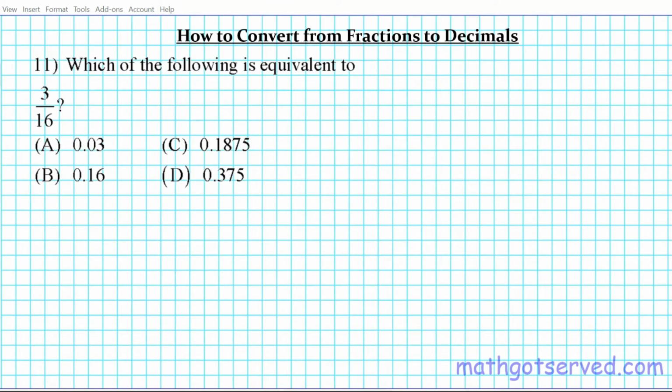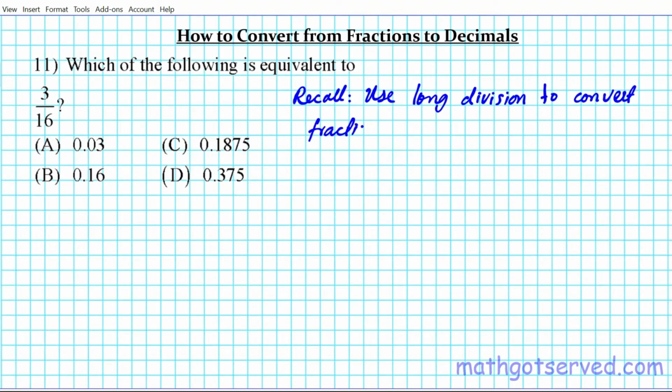All right, let's take a look at question 11. On question 11, we've been assessed on how to convert fractions to decimals. So how do you convert fractions to decimals? Something to remember is that you use long division to convert fractions to decimals. Okay, so that's what we're going to be implementing in this problem.